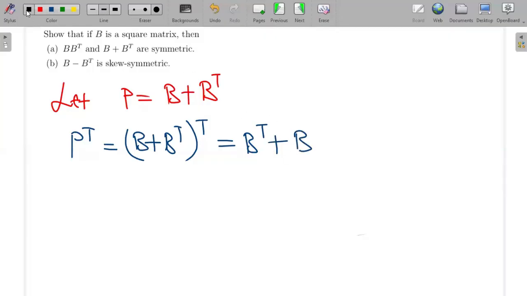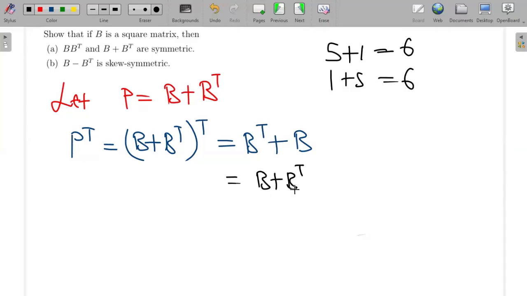And we know that addition is actually commutative. So for example, 5 plus 1 is equal to 6. Again, if I say 1 plus 5, it still gives me 6. So when adding, the order doesn't matter. So this one here, B transpose plus B, is actually the same as B plus what? B transpose. So what does that tell us?